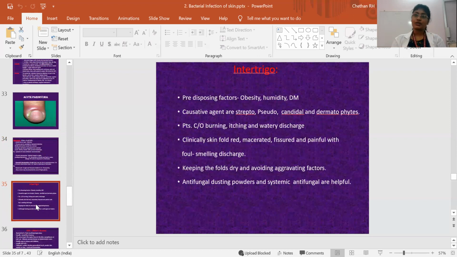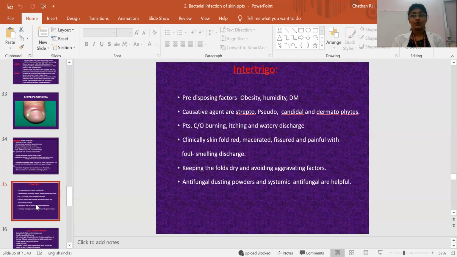Coming to intertrigo, it is again one of the main clinical presentations where the patient comes to you in the OPD. Predisposing factors of intertrigo are obesity, humidity, as well as diabetes mellitus. The causative agents are Streptococcus, Pseudomonas, Candida, which is one of the main fungal causes, and then dermatophytes.